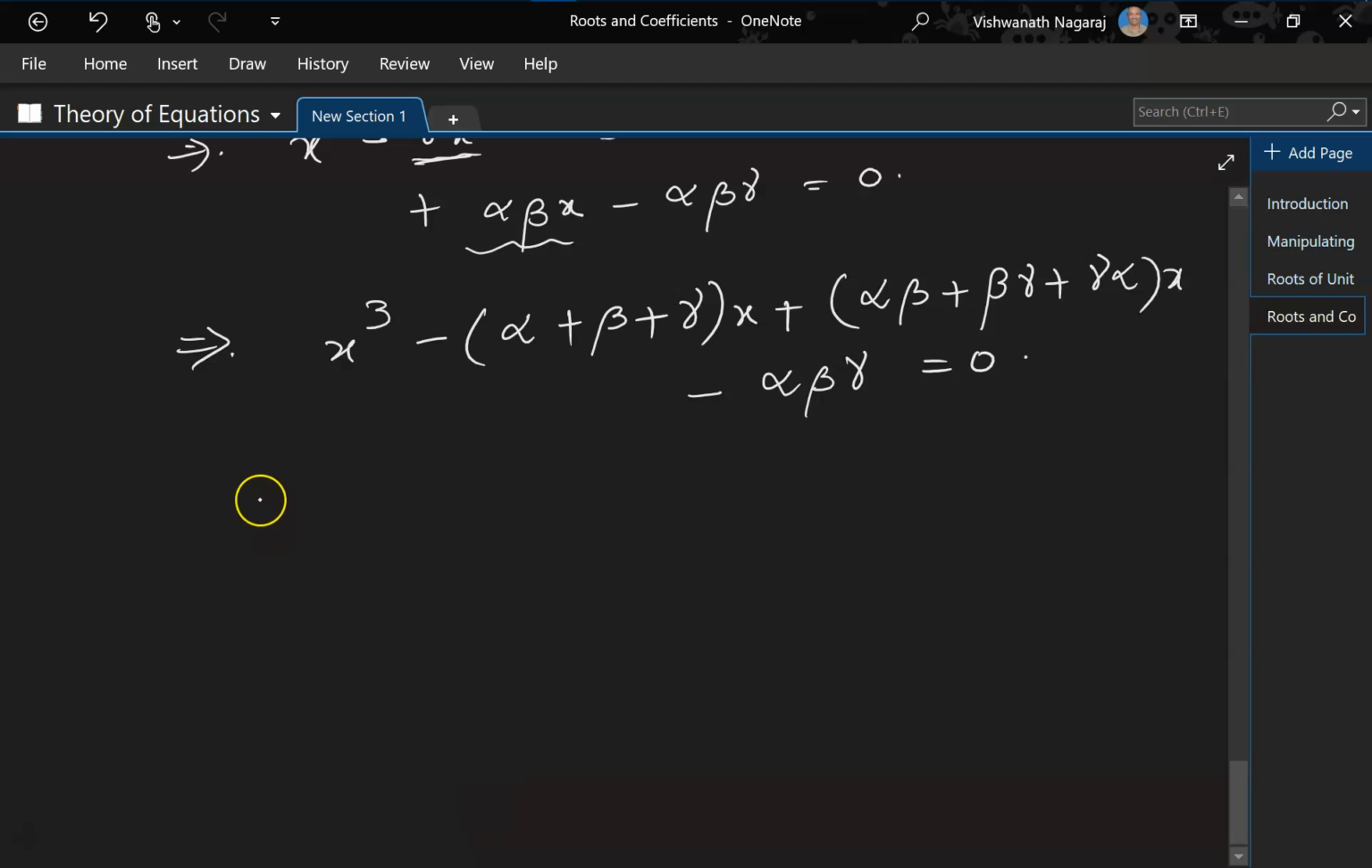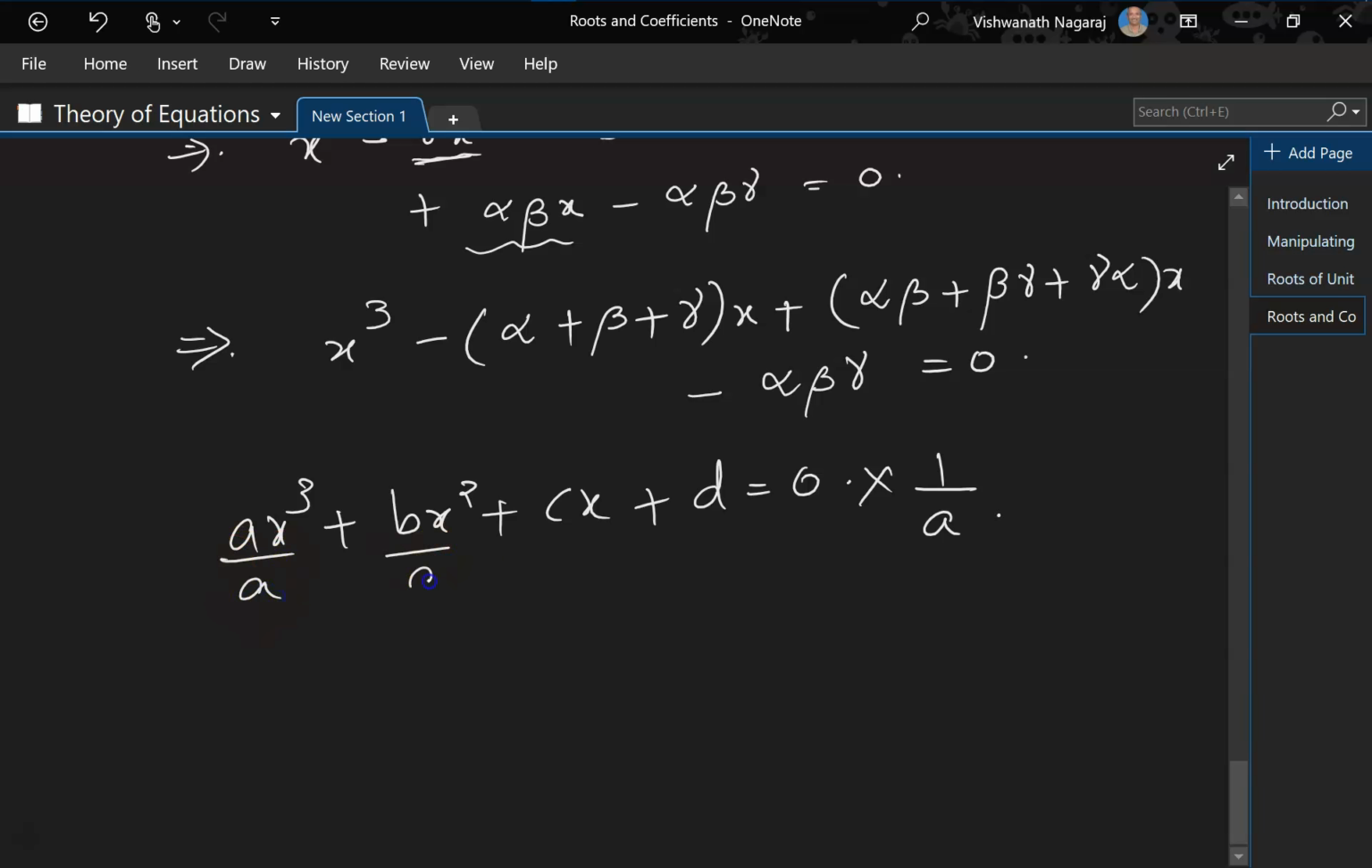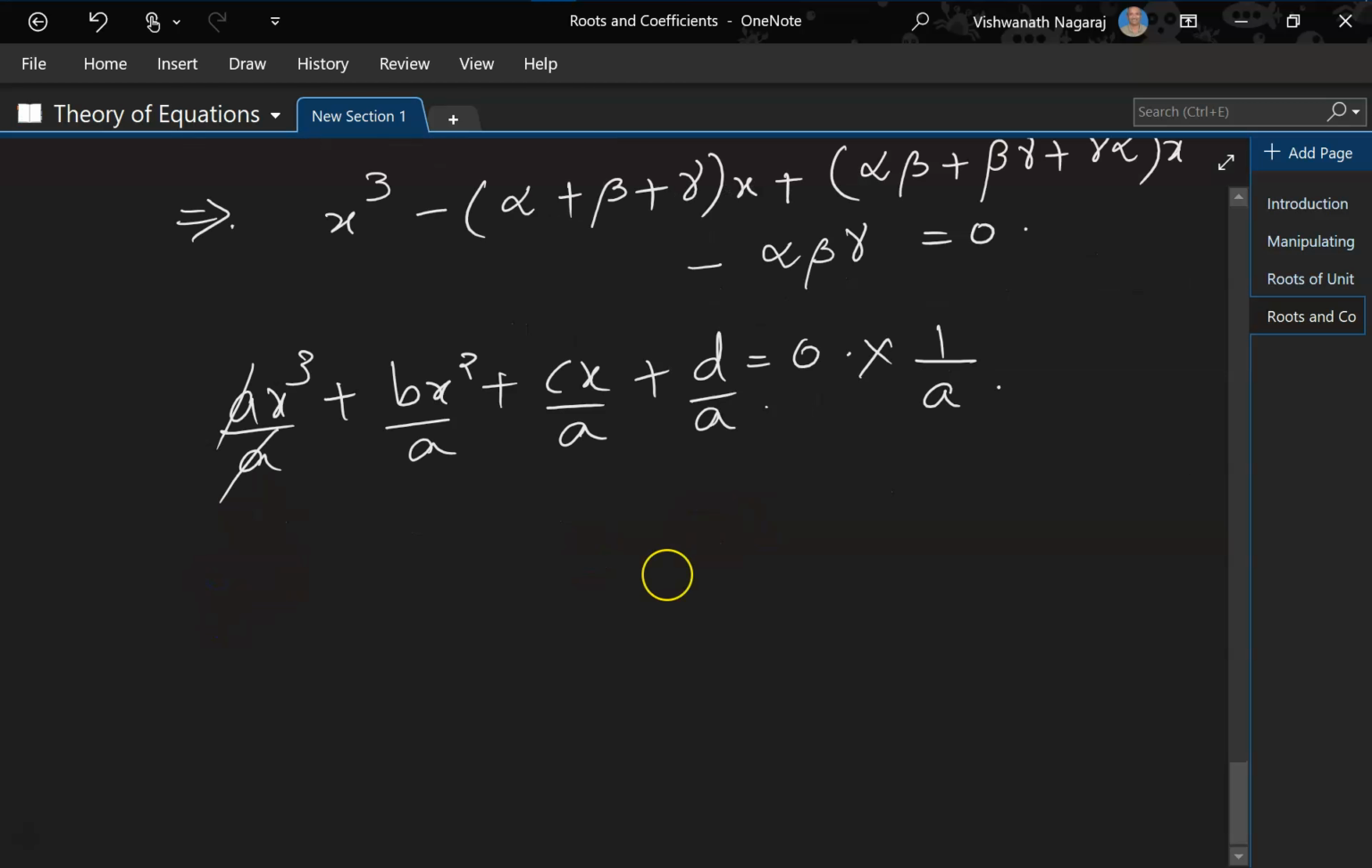We have our equation ax cube plus bx square plus cx plus d equal to 0. Let's divide by a. What do we get? a cancels out, and what we are left with is x cube plus b by a x square plus c by a x plus d by a equal to 0.